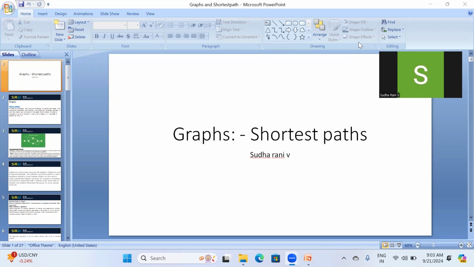Today, let us discuss the shortest path algorithm, that is Dijkstra's algorithm. Before going to discuss Dijkstra's algorithm, let us have a look at different shortest path algorithms as well as what graphs are.